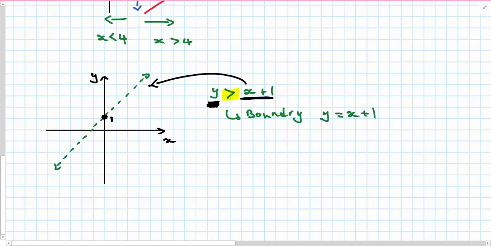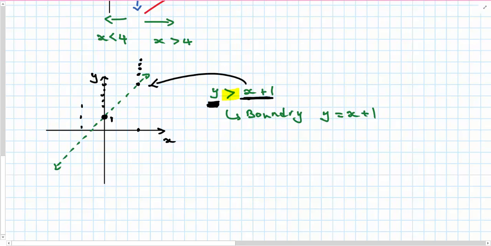Find y values that are greater than 1, and this at x equals 0. Well, all of these y values are greater than 1. Let's pick x equals 3. That would be 3 plus 1, 4. What y values are greater than 4? Well, all the y values up here.